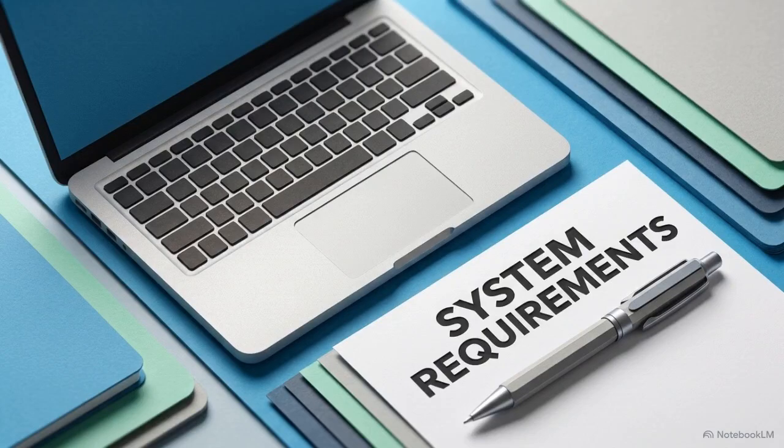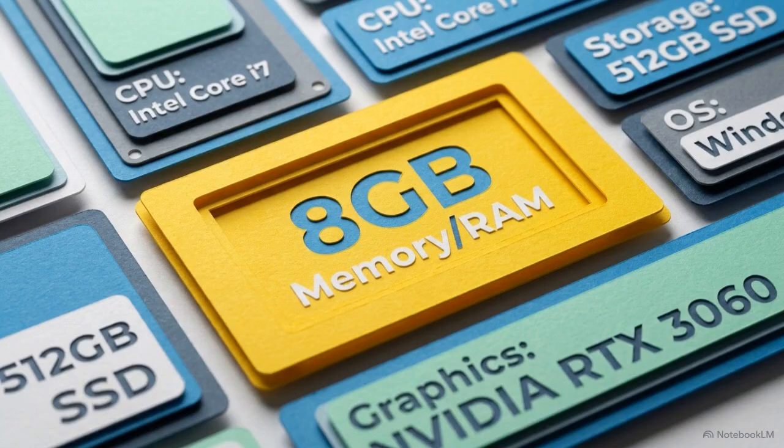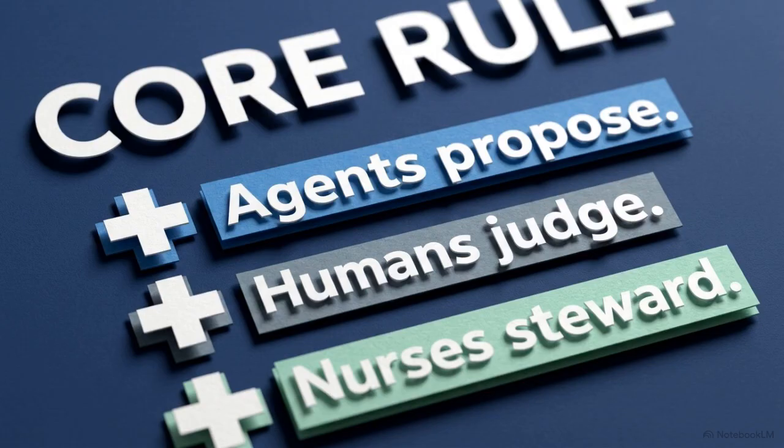To run this system, you need the right equipment. This mockup shows a typical system spec sheet. Your primary device needs to be a Mac or PC from the last 5 years, with a minimum of 8 gigabytes of RAM. Once your hardware is verified, everything we build is governed by a single rule.